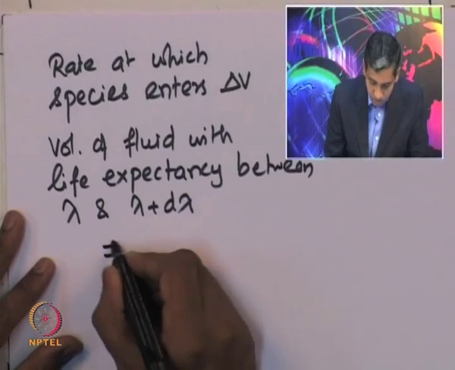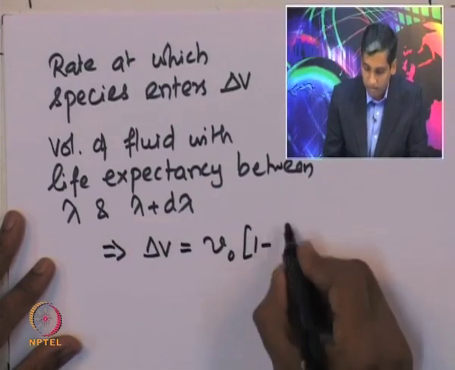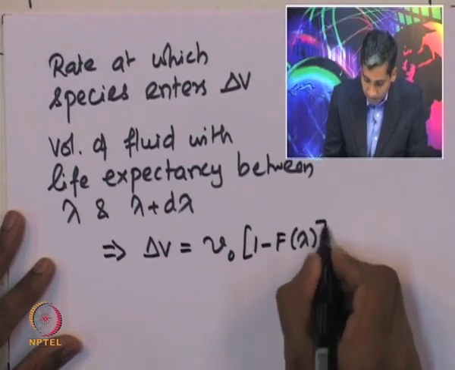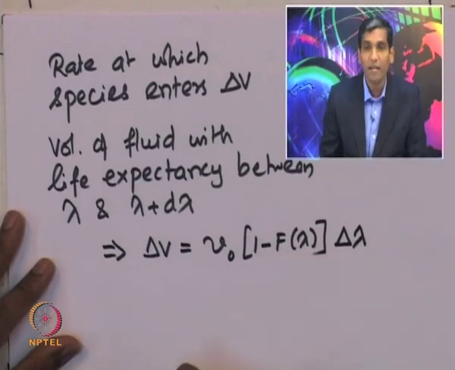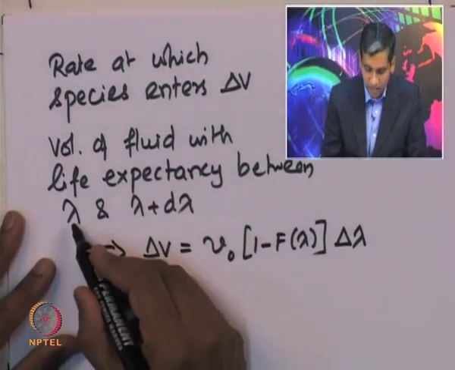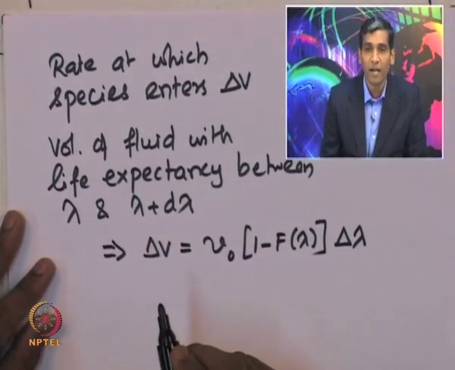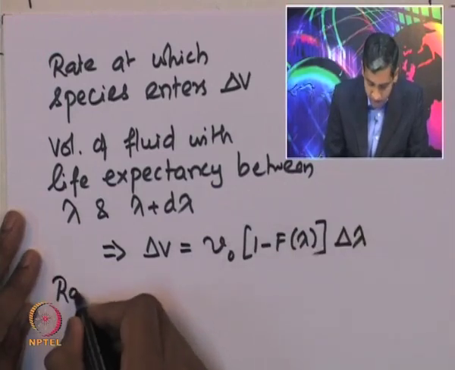So, delta V will be equal to V naught into 1 minus f of lambda. That is the volumetric flow rate multiplied by the corresponding age delta lambda, which will tell us the volume of the fluid with a certain life expectancy, somewhere between lambda and lambda plus d lambda. So, now what is the rate of generation of the species?